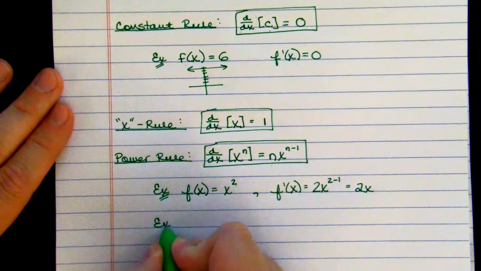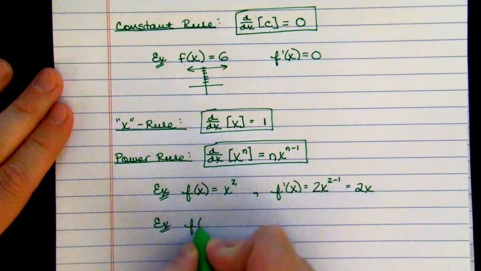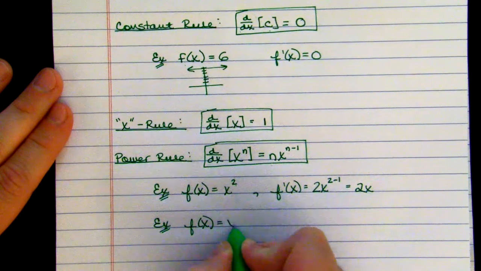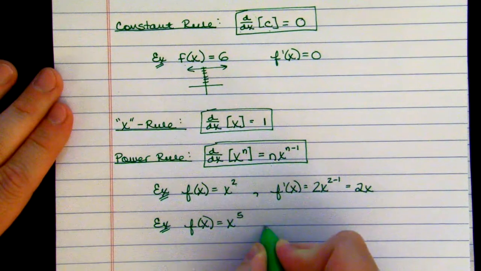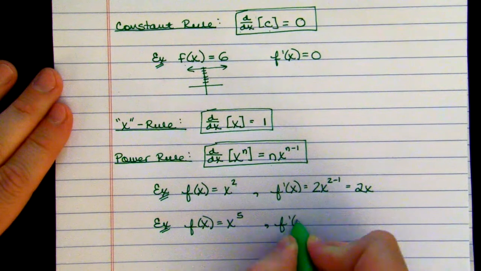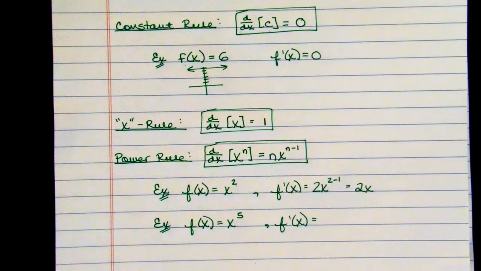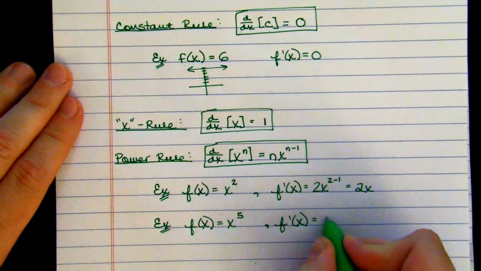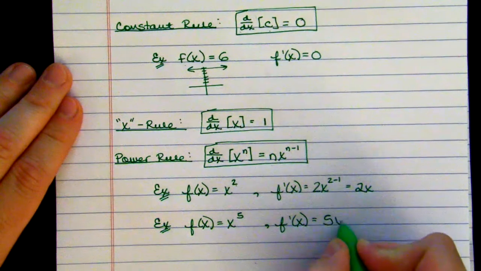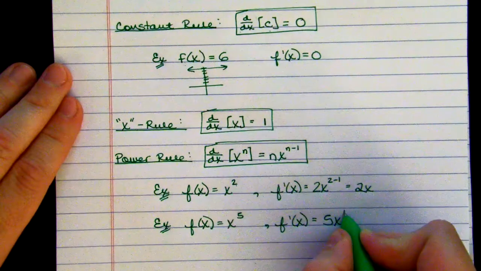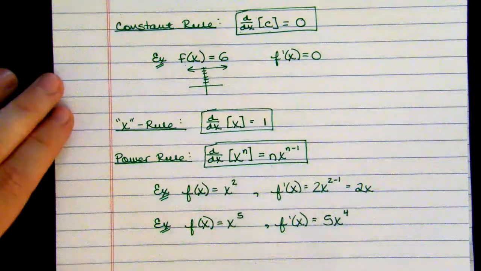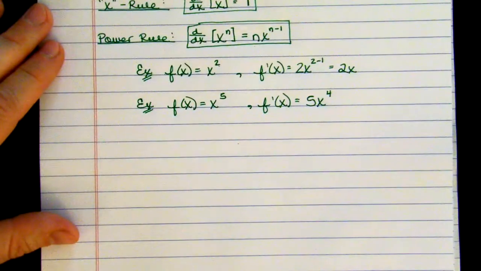Let's say that f of x equals x to the 5th. f prime of x equals, see if you can do this. What's the derivative? I'm going to pull down the power, 5. x to the, subtract 1 from the power. 5 minus 1 gives me 4. The derivative of x to the 5th is 5x to the 4th.